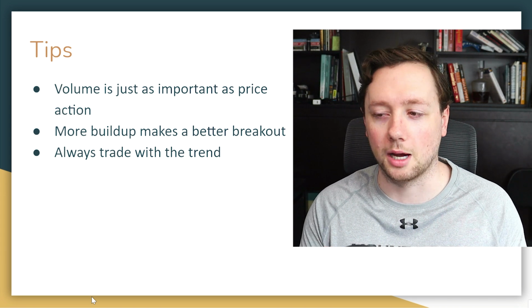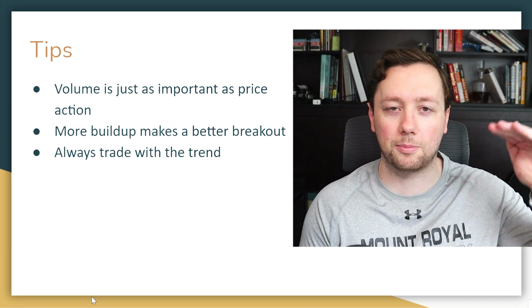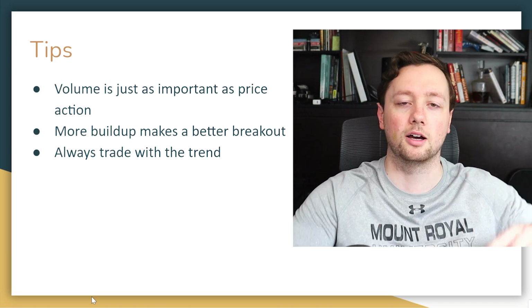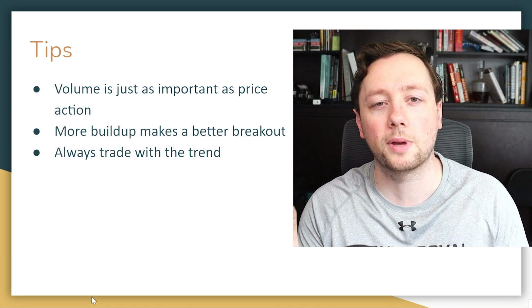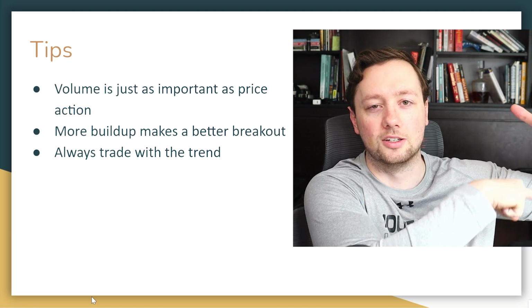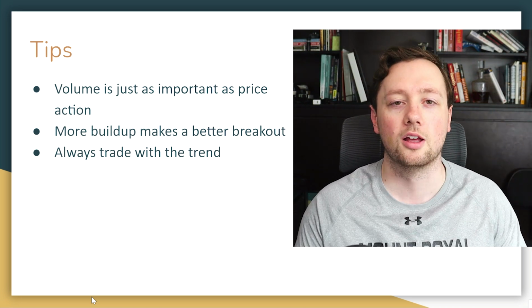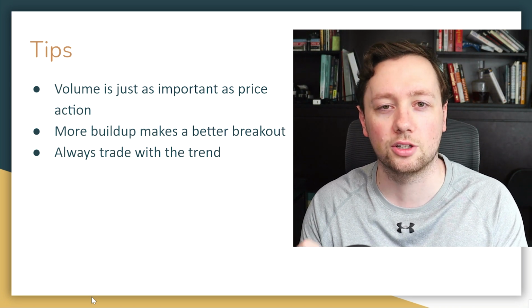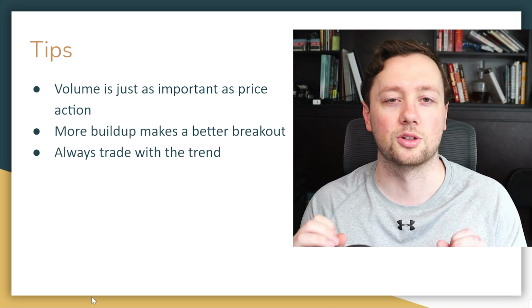Secondly, build up makes a better breakout. So if Apple is continuously getting rejected 10 times at the same level and then it breaks out, that trade has a whole lot better odds than if Apple gets rejected twice at $100 and then breaks out. The longer the build up period, the more consolidation that you have, the better your trade is going to work out. So that's what I'm watching for.